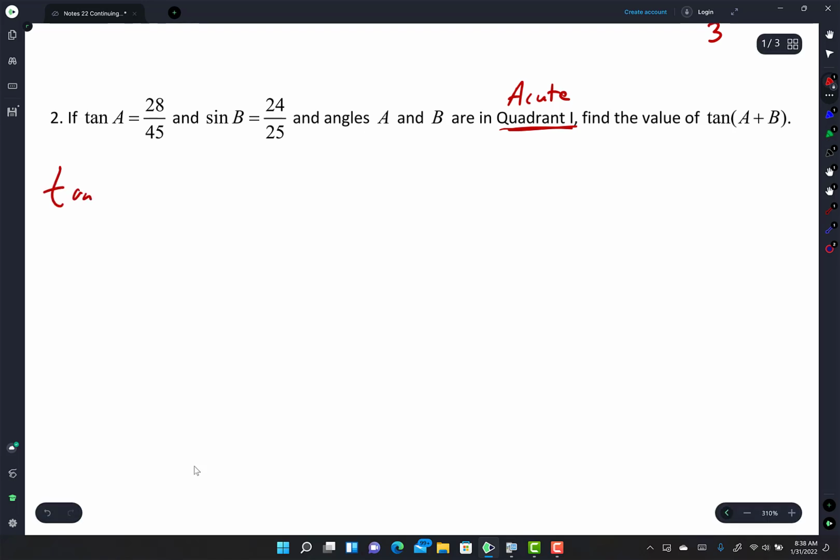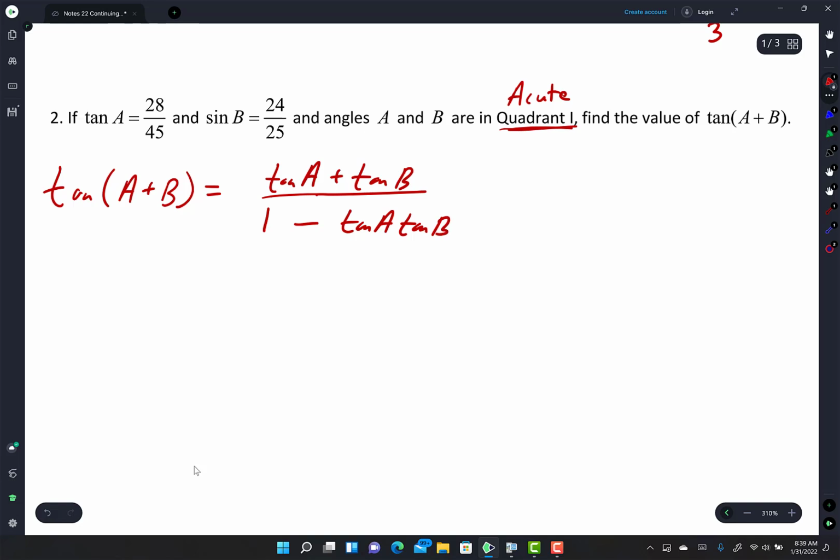You go to your notes. Do you remember what tan(A + B) is? I know it's a fraction, right? There's a number 1 in there, in the bottom left-hand corner. What is the top? Tan A plus tan B, over 1 minus tan A tan B. They're not hard to remember.